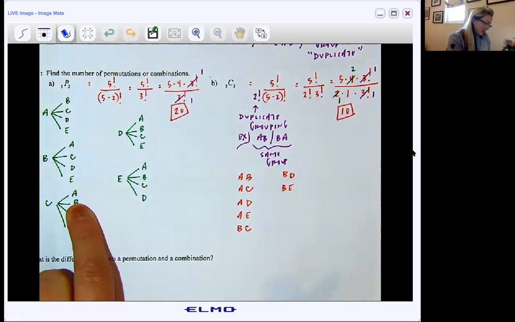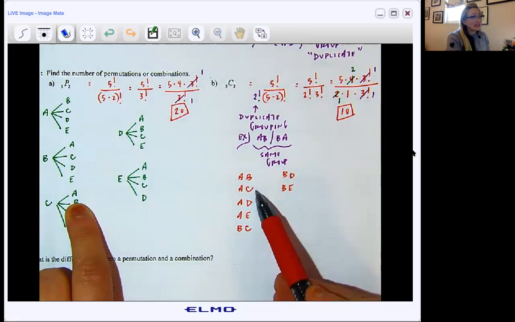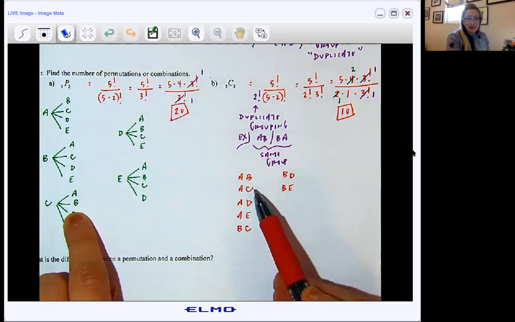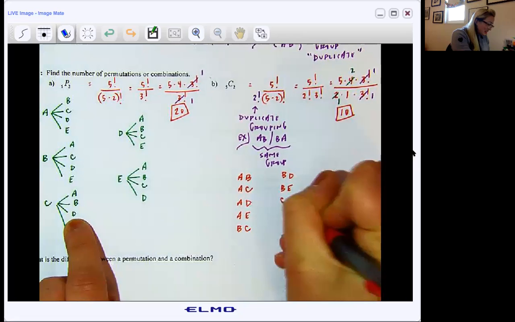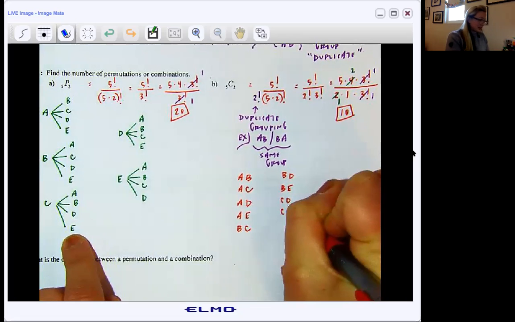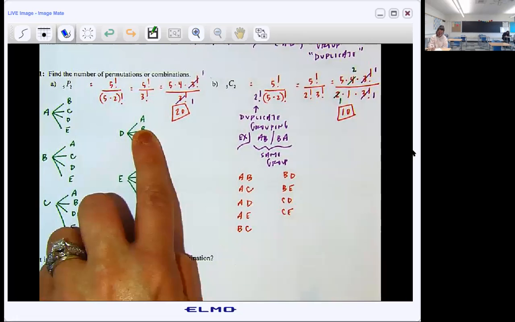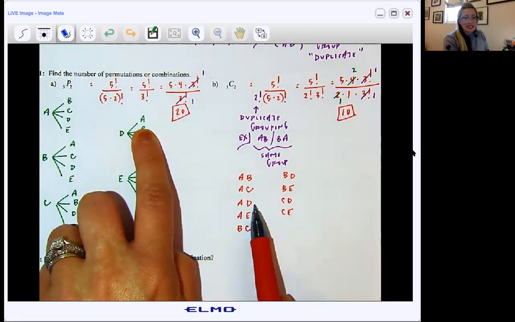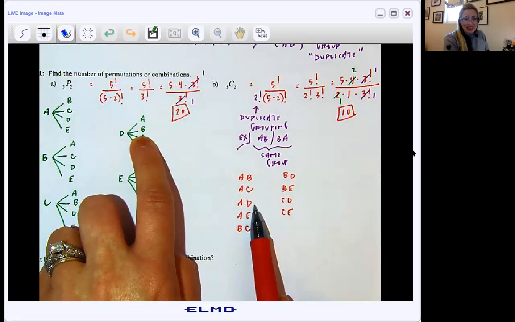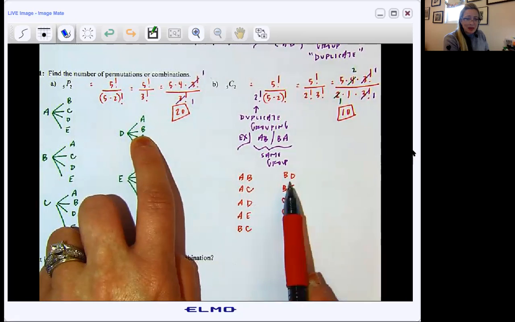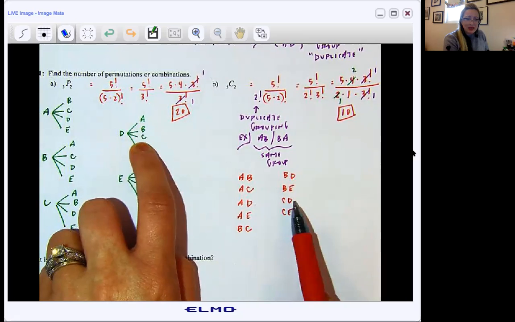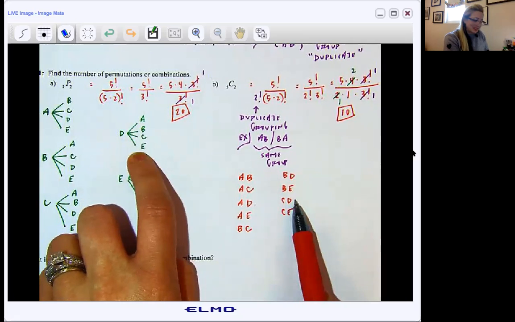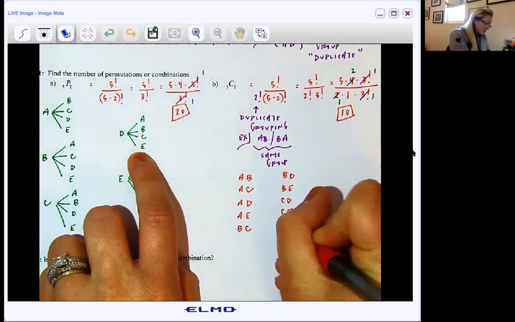CA, do I already have that? Yeah, I already got that one because that's a duplicate with AC. CB, I already got that one too. That's a duplicate with BC right here. But I don't have CD yet or CE. Okay, moving up here, DA. Well, I got that one, right? Because that's the same as AD. DB, well, I got that too, right? That's the same as BD right here. DC, I got that also, right? That's covered for me right here. That's CD. So here, DE is my last one that's new.